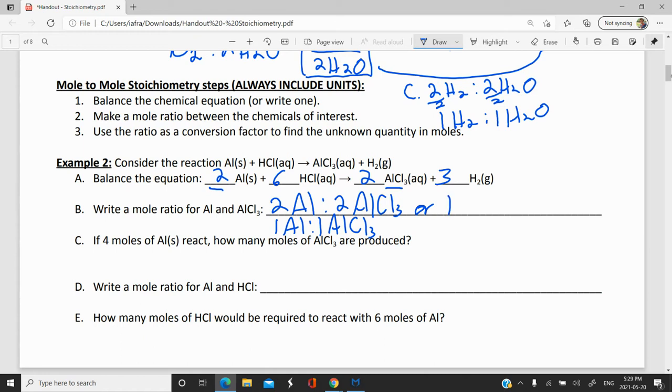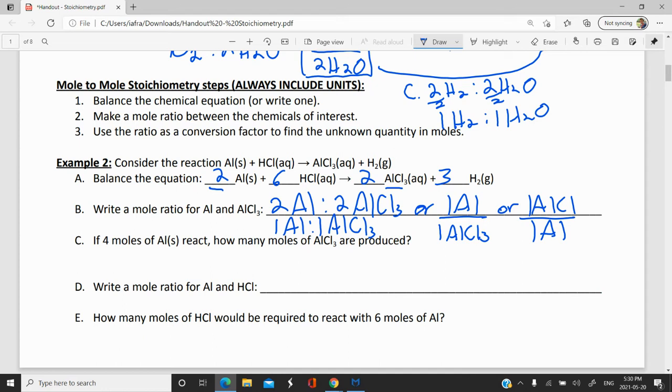For example, 1 Al for every 1 AlCl3. And I could have said mole or molecule. So 1 mole of Al for every 1 mole of AlCl3, or 1 molecule of Al for every 1 molecule of AlCl3. You could also write it the other way around. If I asked you to write a ratio, I would have actually worded it, write a mole ratio for AlCl3 to Al, but again, you could write it this way as well, 1 AlCl3 for every 1 Al. And why you'd want to use one or the other, it'll make more sense once we actually do the practice problem over here.